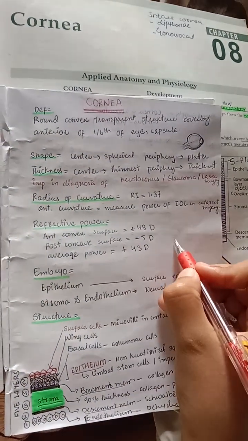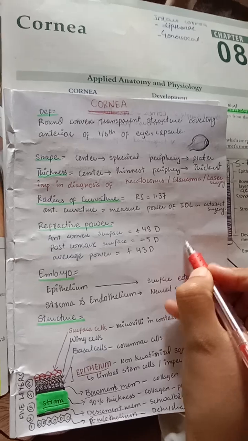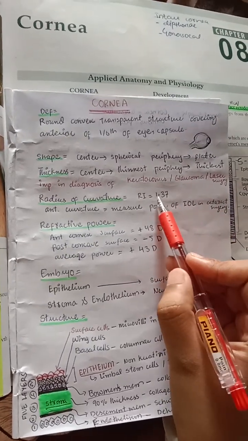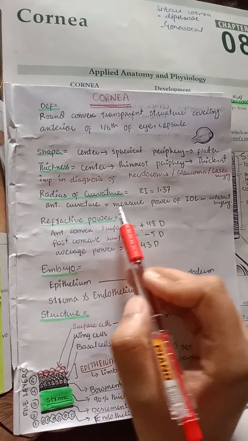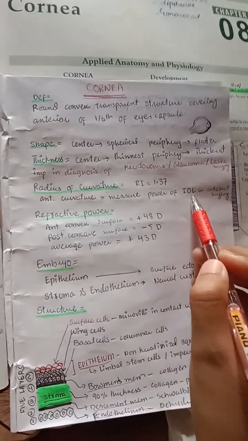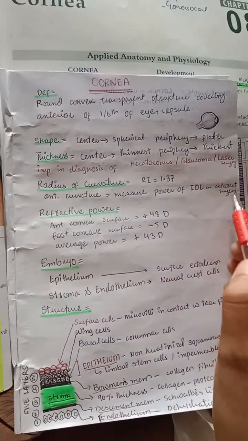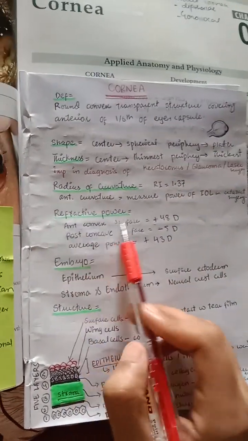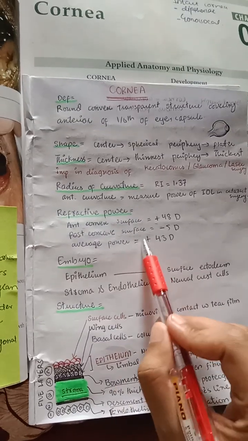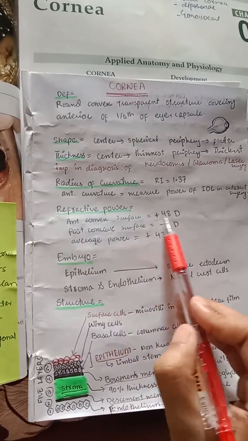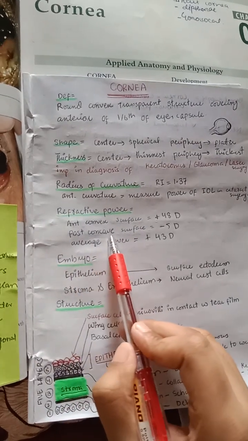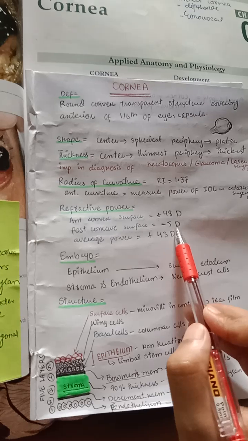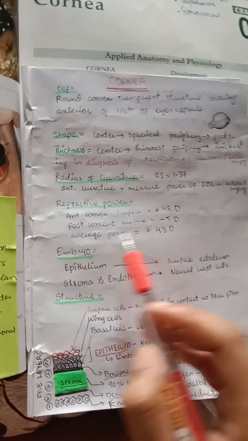The radius of curvature is how the cornea is curved. The refractive index is 1.37. Anteriorly, curvature is measured for the intraocular lens in cataract surgery. The refractive power of the cornea is 43 diopters. Anteriorly, it's 48 because it is convex, and posteriorly the cornea is concave. That's why its refractive power becomes -5 diopters.